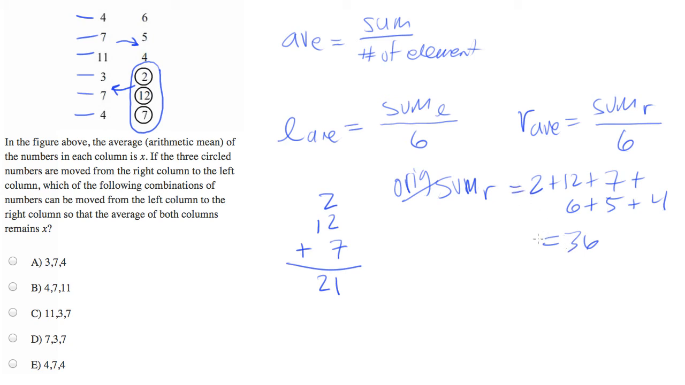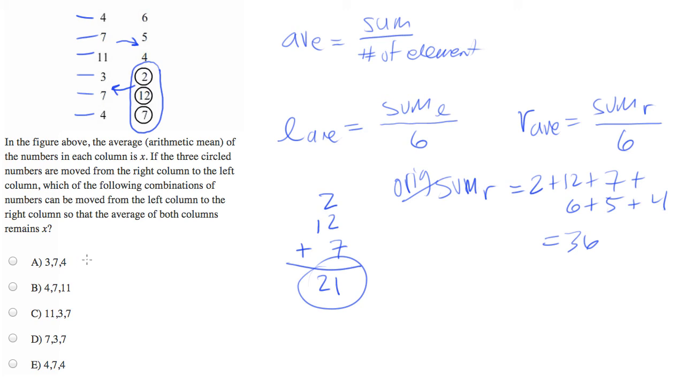Now, if I want to keep the sum of the right side equal to 36, but I just subtracted 21, it means I need to add back 21. And here in the answer choices, we have options for things we might add back. And I'm simply going to go through and see which one equals 21.